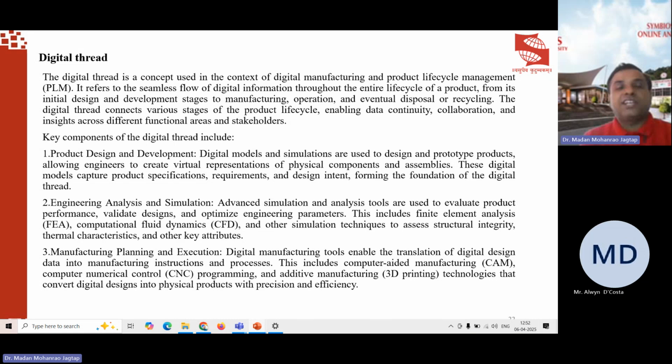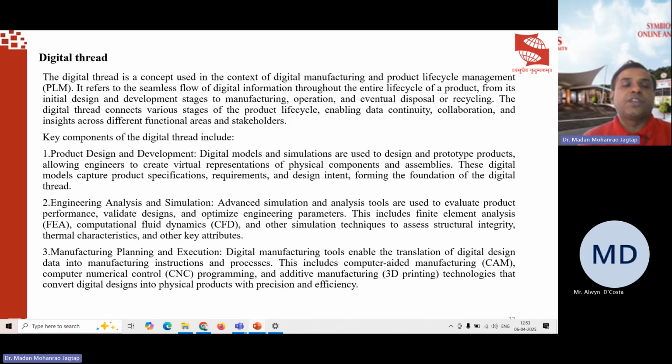Then engineering analysis and simulation. When I have a design of a particular product, it starts a digital thread. Then the next step is the engineering analysis and simulation. Advanced simulation and analysis tools are used to evaluate product performance, validate design, and optimize engineering parameters. This includes finite element analysis, computational fluid dynamics, and other simulation techniques to assess structural integrity, thermal characteristics, and other key attributes.